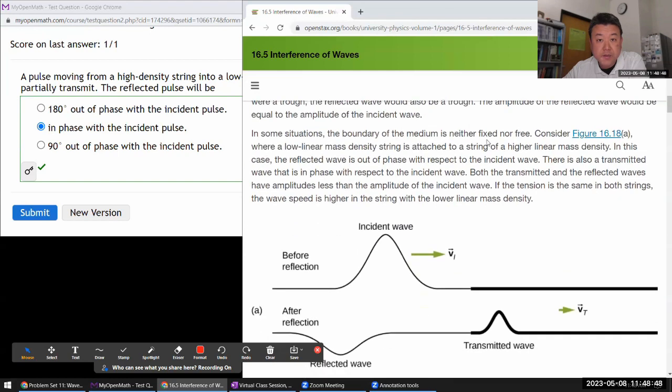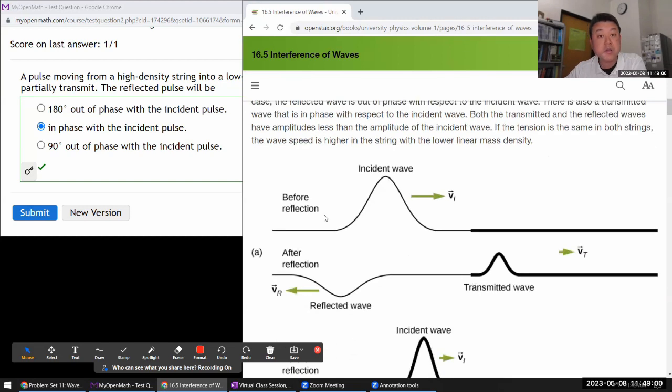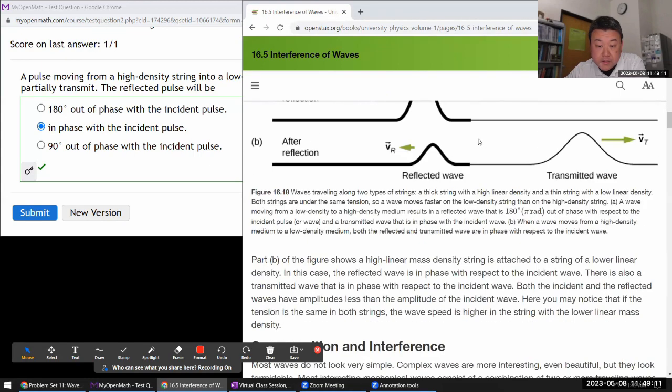So this is the in between, where here's the lighter string, heavier string. They should have the same tension. So wave speed is faster here, slower here. And at this boundary, some amount of energy in the incident wave is transmitted through, and some is reflected. And I think they give you the phase relationship.